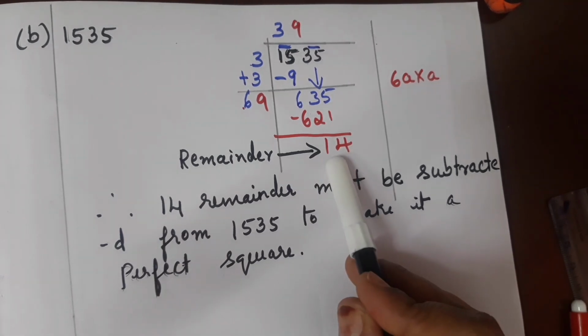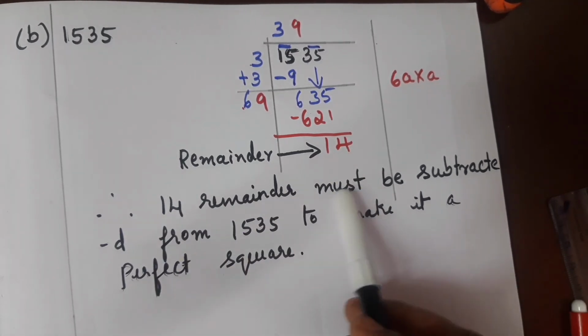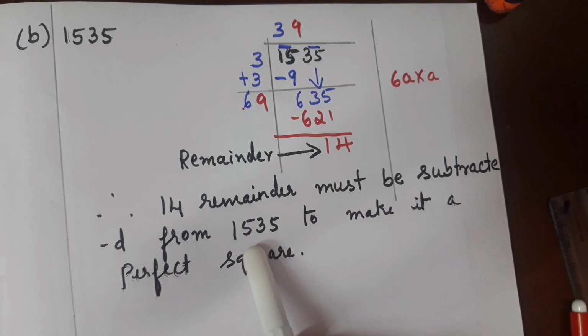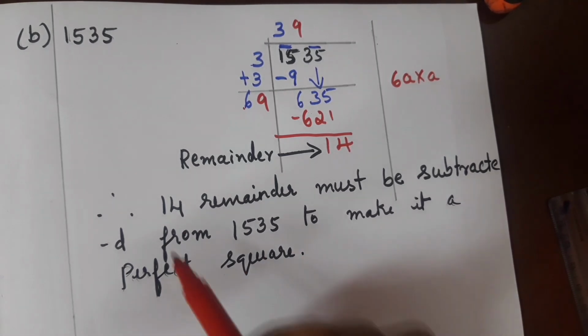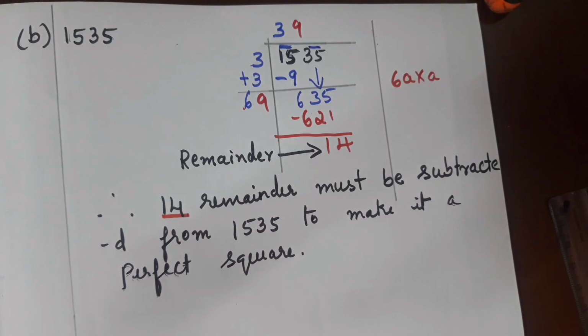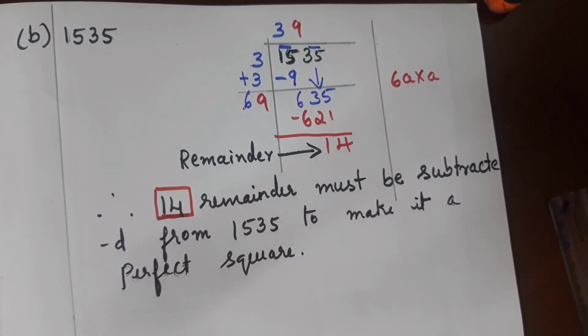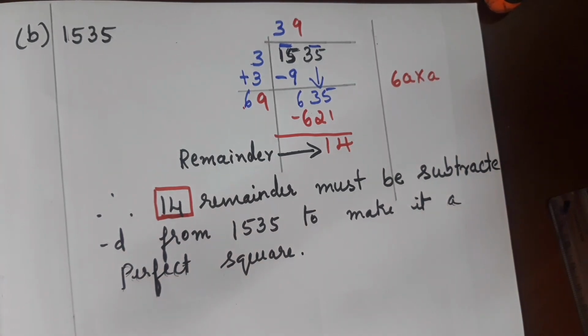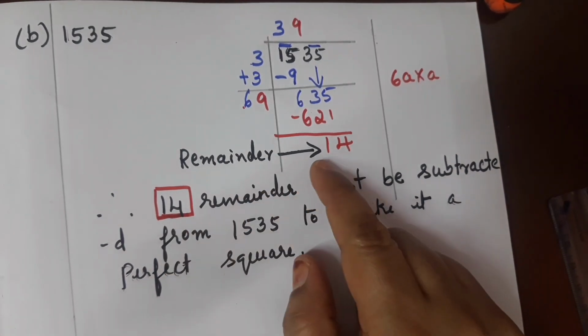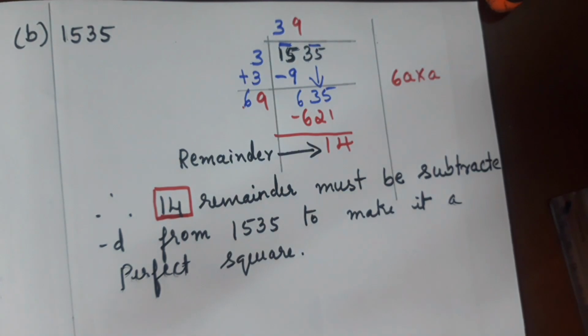This 14, right? The 14 remainder must be subtracted from 1535 to make it a perfect square. So the answer is 14. 14 is the answer. The 14 remainder must be subtracted from 1535 to make it a perfect square. If we subtract 14, we can make 1535 a perfect square.